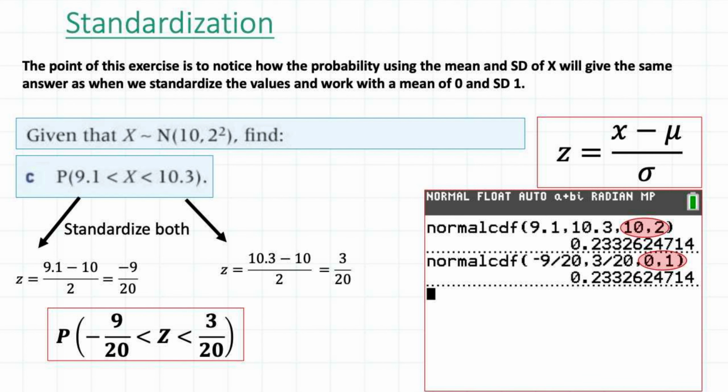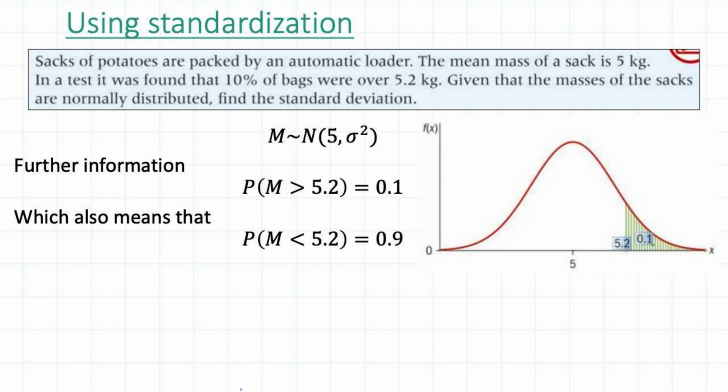And if I'm between two values, you standardize both of them. So it's from negative 9 over 20 to 3 over 20. And again, notice when I put those two values with their respective mean and standard deviation, I get the same answer. So now that hopefully you're convinced that it works the same, how is it useful?